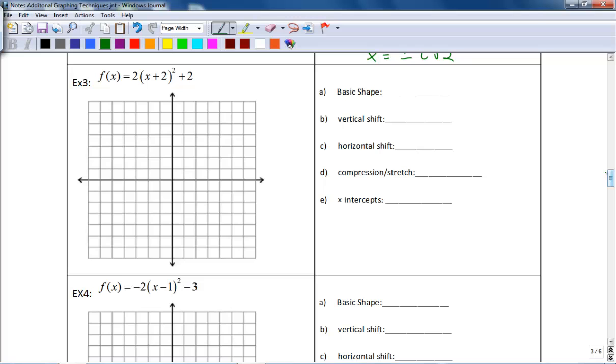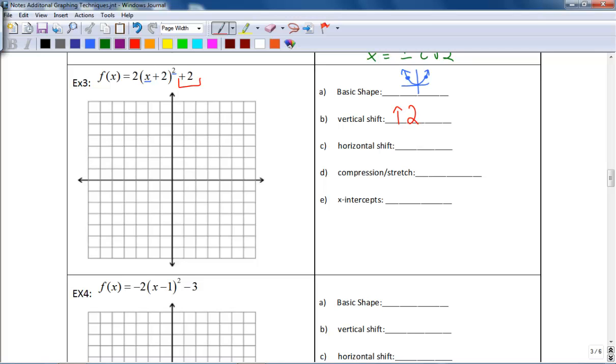Same thing. First, identify your basic shape. Well, if I take a look here, I have 2 times x plus 2 squared. An x squared is a square function, and that we know is a U. And again, we know that it has key points both in the same y direction, but one to the left and one to the right. Then I have to ask myself, do I have a vertical shift? Is there a number that's being added to the function? There is a plus 2. So that means I'm going to be going up 2 units.